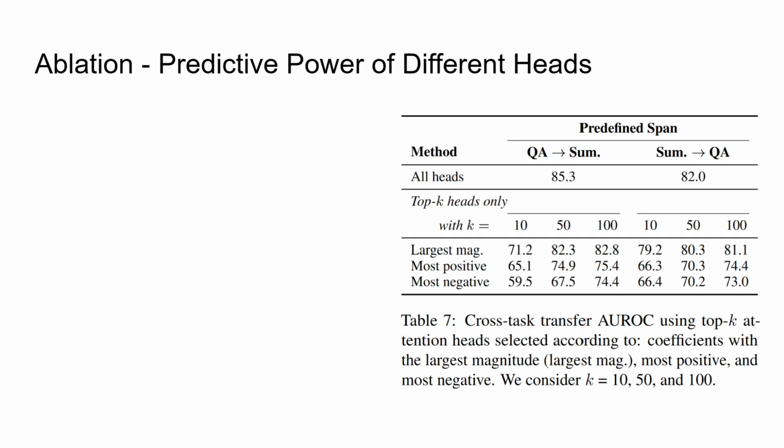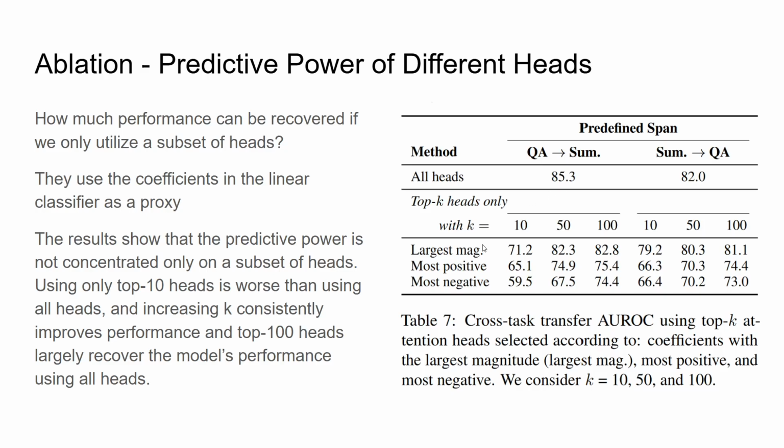Then, how much predictive power do different heads have? So what if you only take the top 10, top 50, top 100 heads with the highest correlation? If you use all heads, you get 85.3. If you use the top 100 heads with the largest magnitude, you get 82.8. So you don't quite recover the entire performance, but even with a smaller number of heads, you can close in the gap. So they basically use the coefficients in the linear classifier as a proxy. Top 10 is much worse, and increasing K, of course, increases the performance.